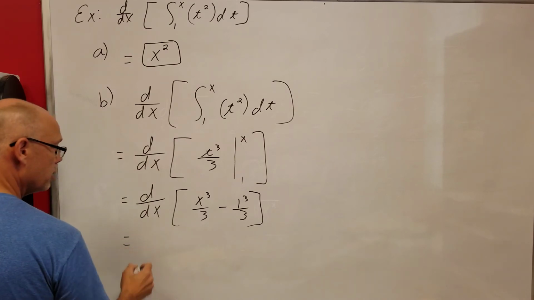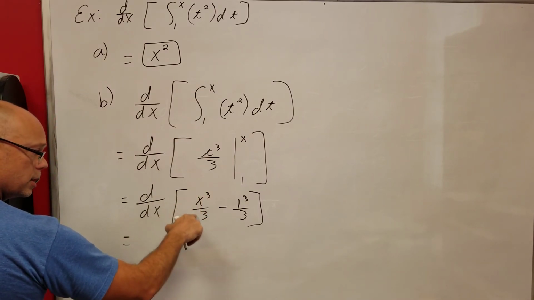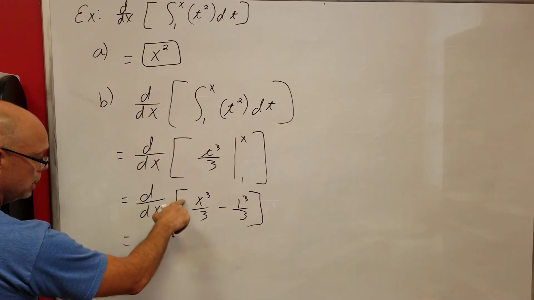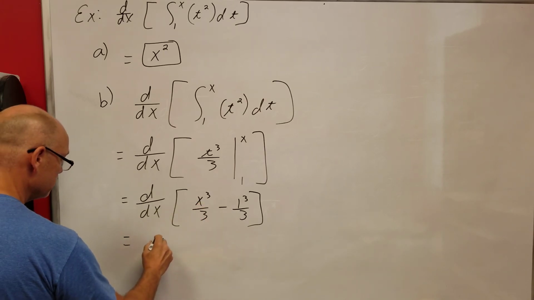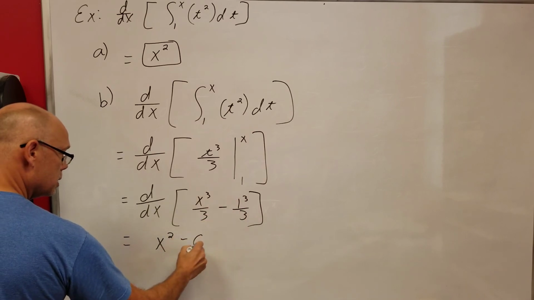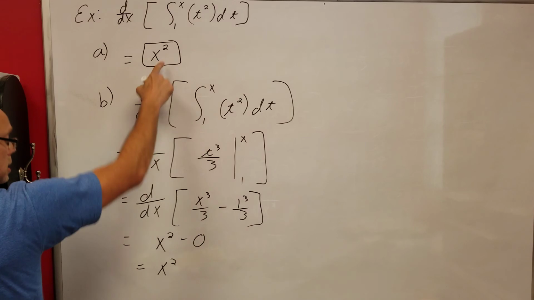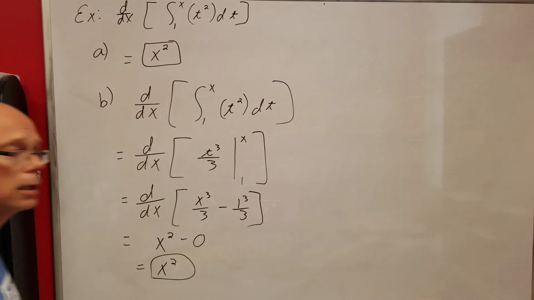Now let's take the derivative. What's the derivative of this part? 3 times the front will be what? 3 times 1/3, or what? 1 x squared. Minus, what's the derivative of this part? 0, so that gives me what? x squared. Is that the same thing I got before? Sure is. So as you can see, it's a lot quicker using part 2 of the fundamental theorem of calculus.